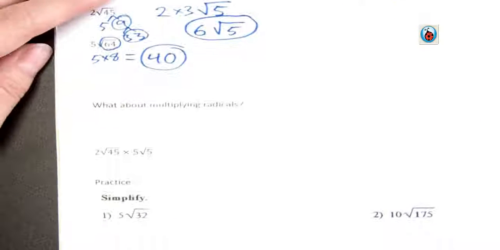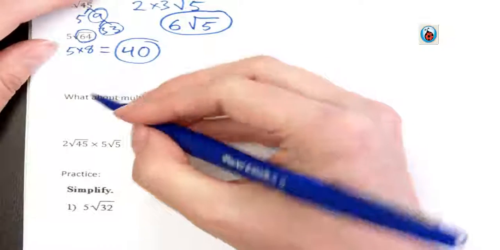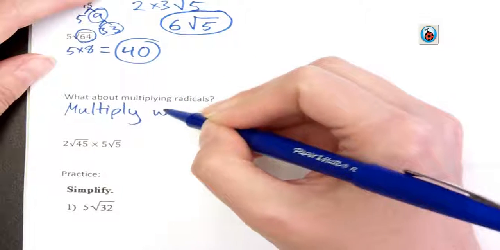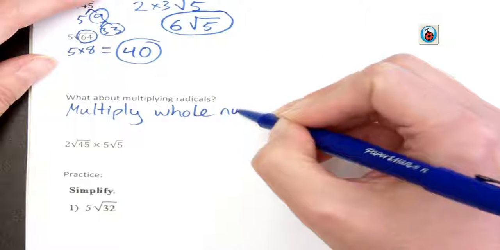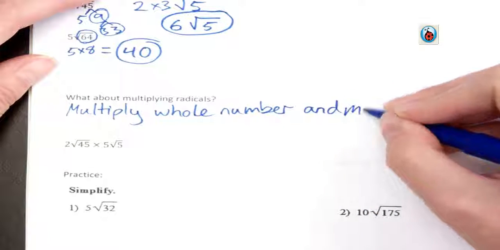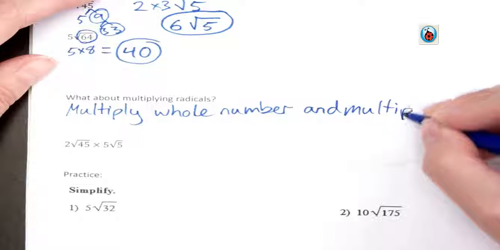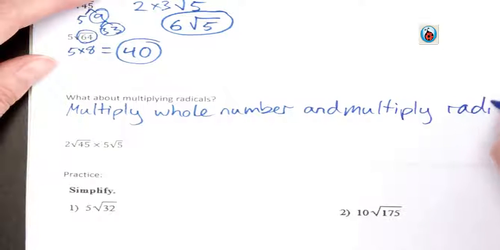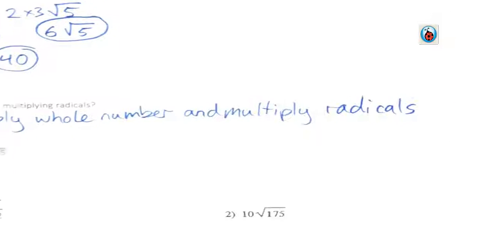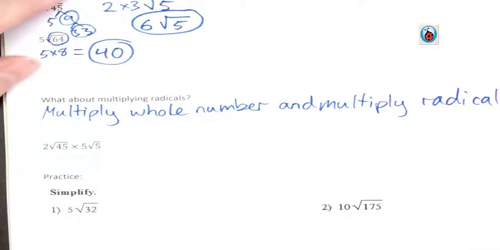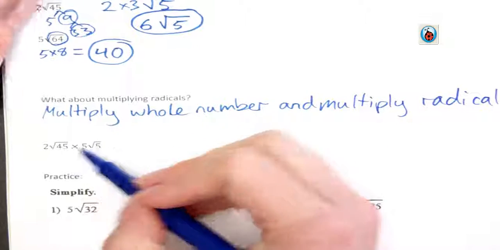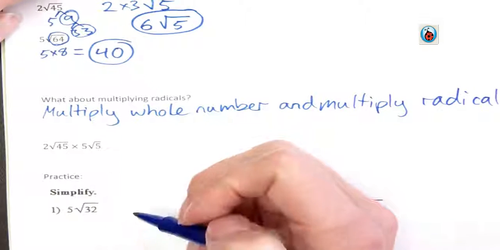Multiplying radicals. We multiply whole numbers. And we multiply radicals. Okay, so we have an option here. We could simplify first and then check to see if we need to simplify again at the end, or we could just go ahead and multiply and simplify at the end.